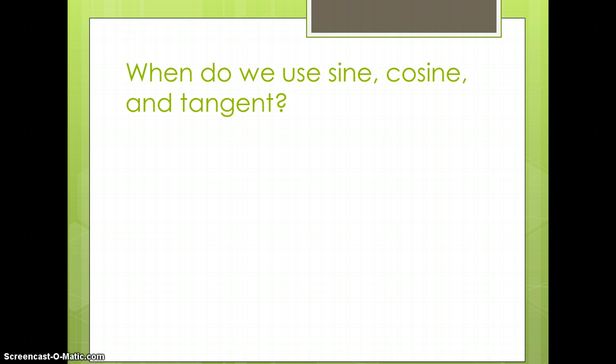When do we use sine, cosine, and tangent? What we've been doing in the past week and a half or so is using sine, cosine, tangent when we're dealing with right triangles. Our definitions of what each of these ratios represents are based off of working in right triangles: adjacent side, opposite side, hypotenuse.